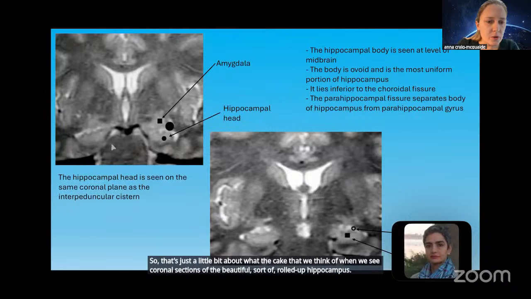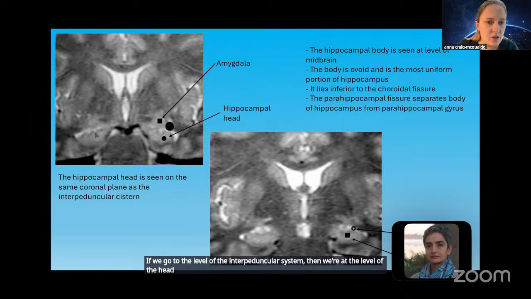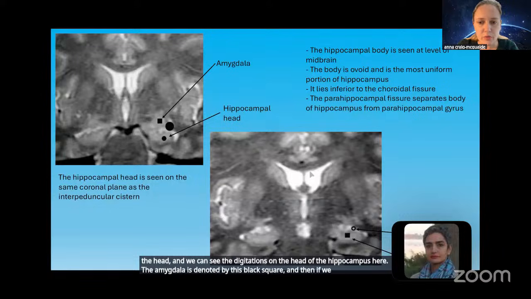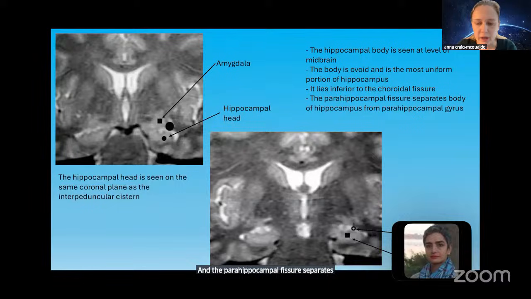So these are just some coronal sections looking at the head, body and tail of the hippocampus. So starting here in the top left panel, if we go to the level of the interpeduncular cistern, then we're at the level of the head, and we can see the digitations on the head of the hippocampus here. The amygdala is denoted by this black square. And then if we move down to this bottom right-hand panel, the body is at the level of the mesencephalon. It's more ovoid and uniform, and as discussed, lies below the choroidal fissure. And the parahippocampal fissure separates the body from the parahippocampal gyrus.